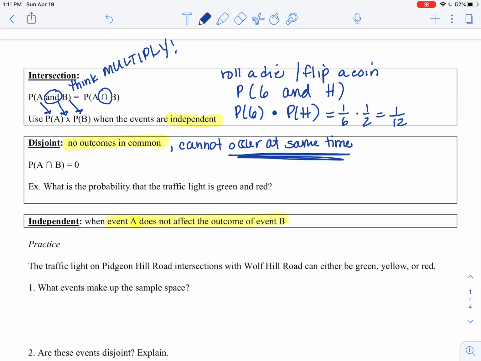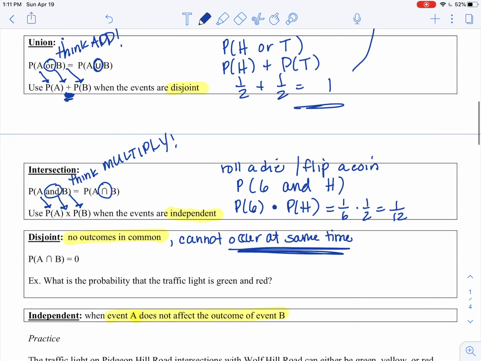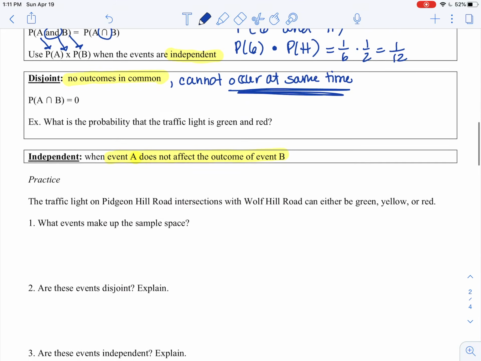Okay? So again, if I don't have independent events, I cannot just multiply my probabilities together. There's going to have to be something else we're going to do. And again, we're going to explore independence over the next couple of days in a variety of different ways. Okay? So, recapping: think "or" as add, think "and" as multiply. But again, remember, there are specific conditions that have to be true for you to be able to use those formulas, or we're going to need a different formula.